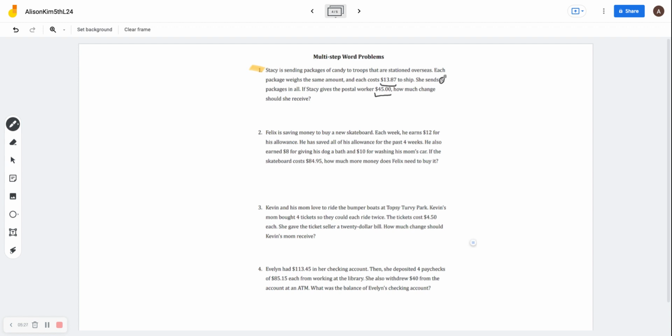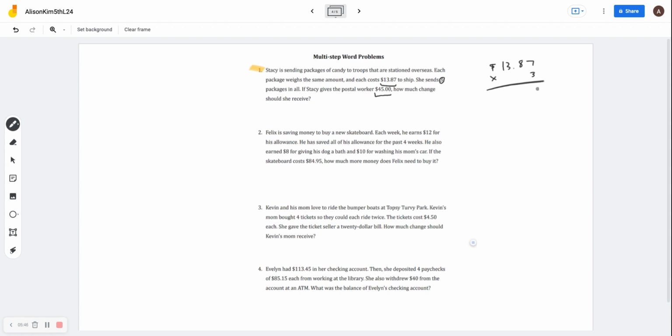So if we want to find out how much her packages cost, we're going to have to multiply the cost per package times the amount that she sent. So it's still $13.87 times 3, and let's multiply.